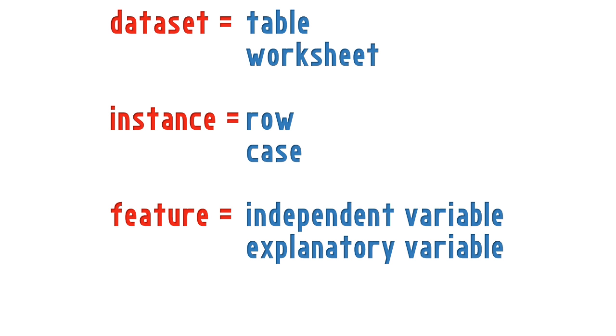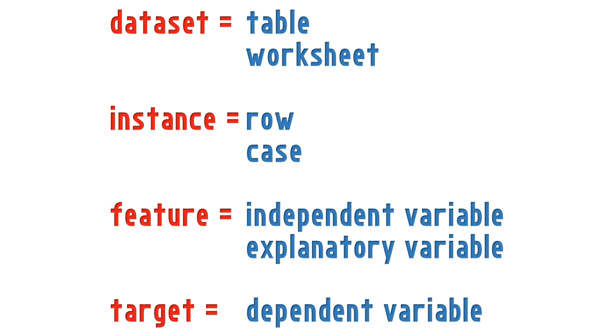The features have different names as well. Statisticians call them independent variables, and operations researchers call them explanatory variables. The target variable is commonly called the dependent variable in statistics.